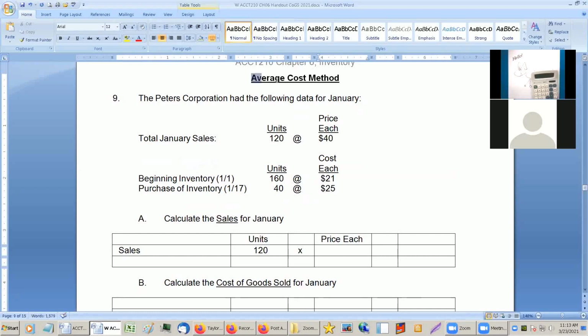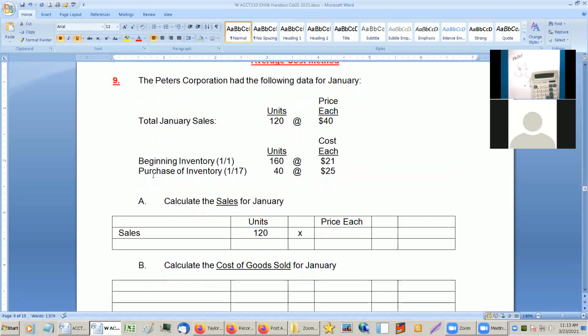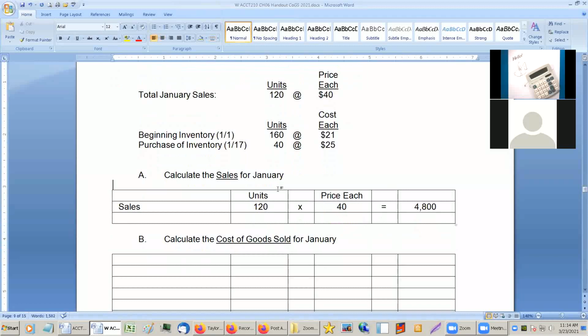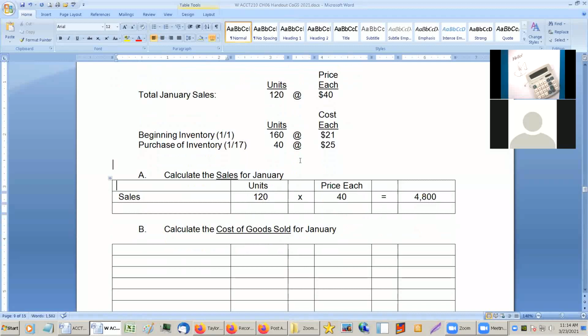So this is page 9. 120 times 40 is 4,800? Turn the calculator on. Yep. So that was pretty easy. It's the same thing we've been doing forever. Now, average cost.